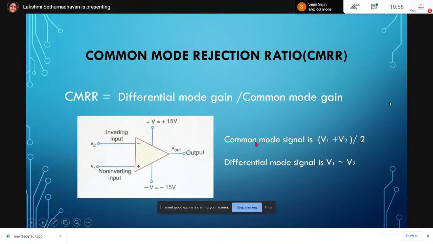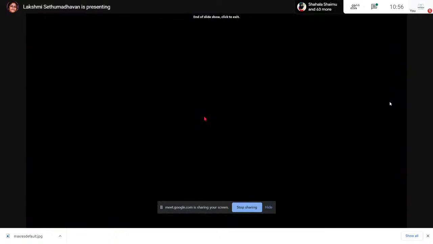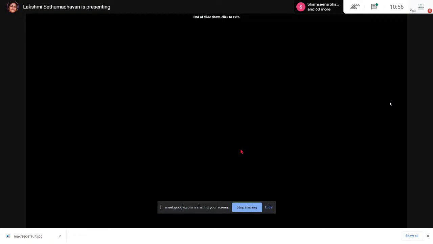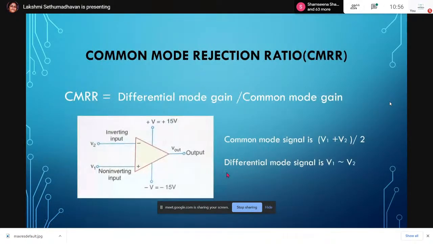So, how much will this common mode signal be amplified? That is the common mode gain. And how much this differential mode signal will be amplified, that is going to be my differential mode gain. So CMRR is differential mode gain divided by common mode gain. And actually, you need the CMRR to be a very high value. Why? Because we don't want the common mode signal to be amplified. We want the differential mode amplification.